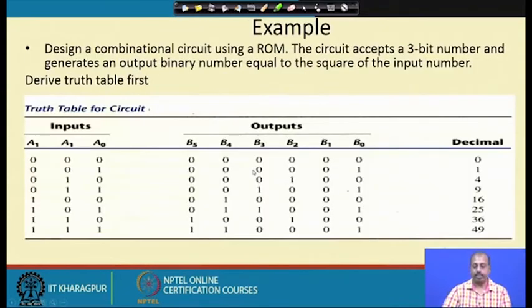So, let us take another example. We want to design a combinational circuit. The circuit will accept a 3-bit number and generate an output binary number equal to the square of the input number. So, I have got this 3-bit input, A0, A1, sorry, this should be A2.